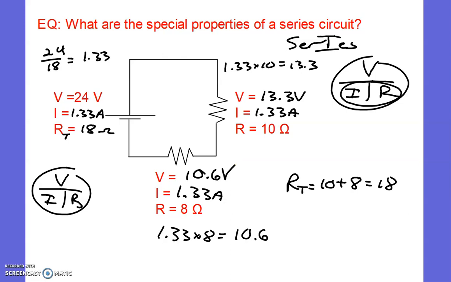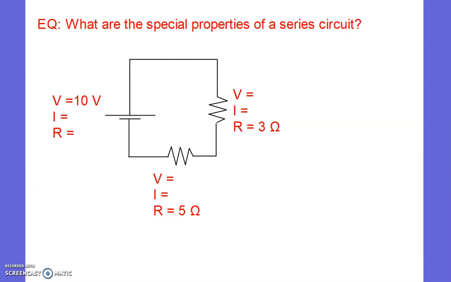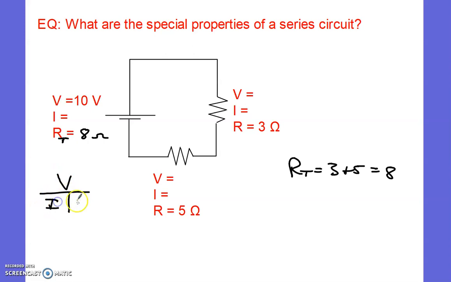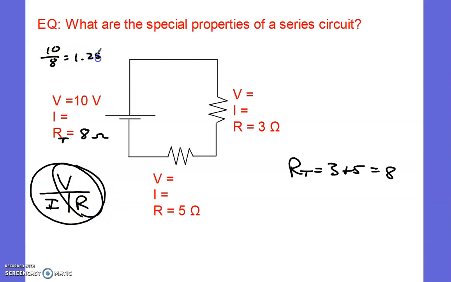I'd like you to try this last problem on your own. Pause the video and try it. Once you're ready, unpause it and see how well you did. Okay, in this one, we're going to again solve for the total resistance. We have 3 plus 5 gives us 8. Then we're going to solve for the current using Ohm's law. We're going to divide the voltage and resistance. 10 over 8 gives us 1.25 amperes.